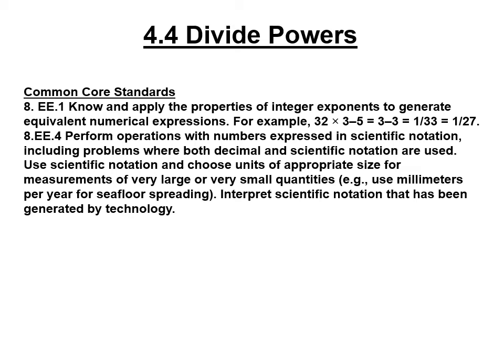So welcome to lesson 4.4. We're going to be dividing powers today. And by the way, if you've been noticing, this is a problem with the font. It's 3 squared times 3 to the negative fifth equals 3 to the negative third, which equals 1 over 3 to the third, equals 1/27th. That's been there for all the lessons.